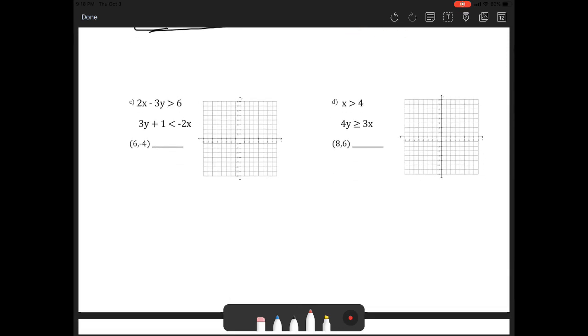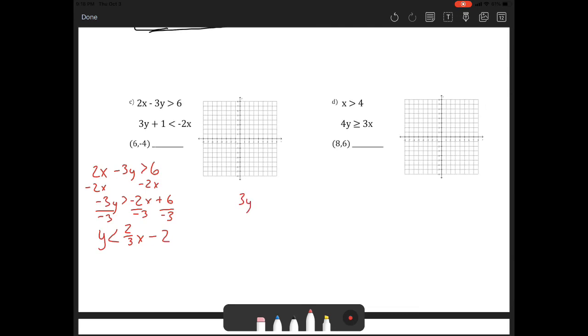So this letter C over here, we have to put both of these in slope-intercept form. So I've got 2x minus 3y greater than 6. I'm going to subtract my 2x from both sides, and then I get negative 3y greater than negative 2x plus 6. Then I'm going to divide both sides by negative 3. See, I'm dividing by a negative, so that means I'm going to get y less than, make sure you notice that, less than 2/3 x minus 2.